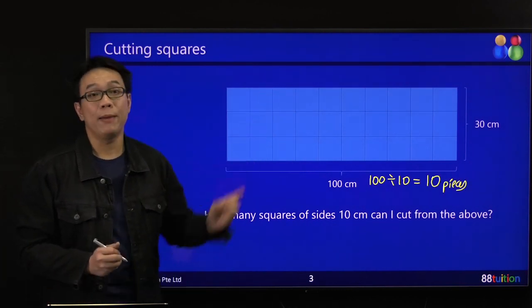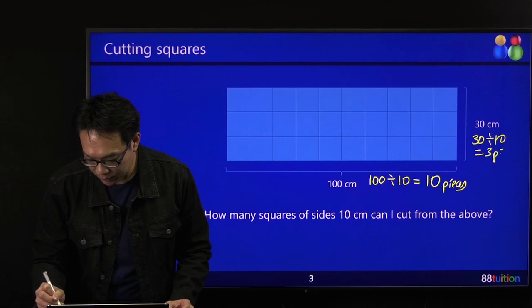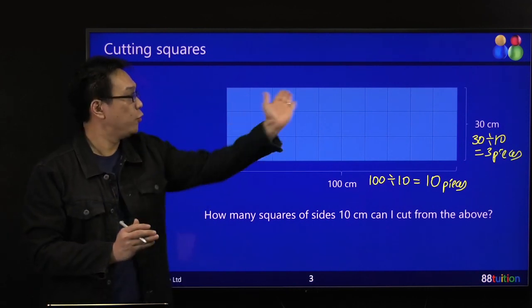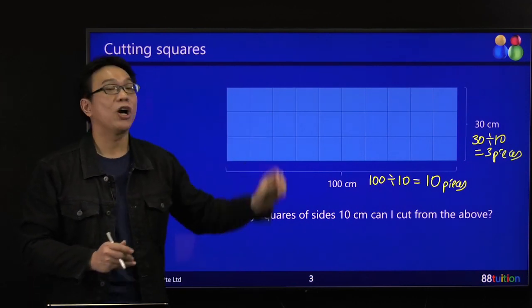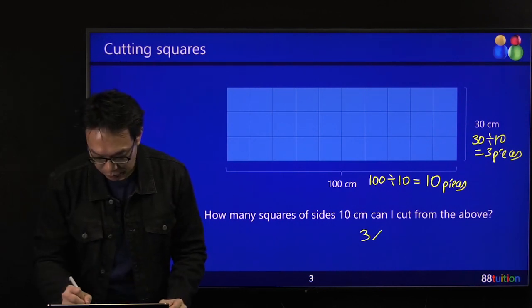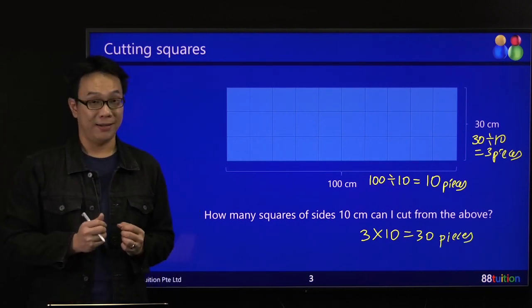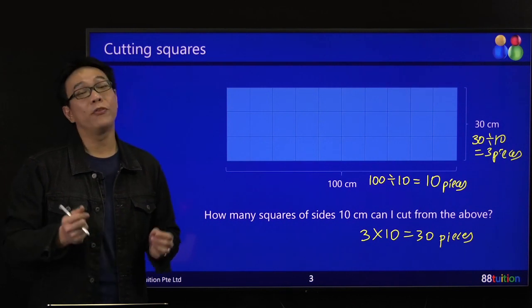Inside your 30 cm, how many 10 cm are there? 3 pieces. So there are 3 rows of 10 columns. So 3 times 10 will give you 30 pieces or 30 squares of 10 cm of side. Can you see? So both give you the same answer.